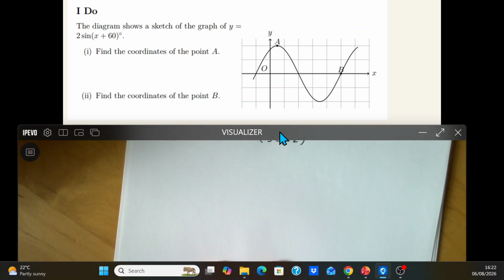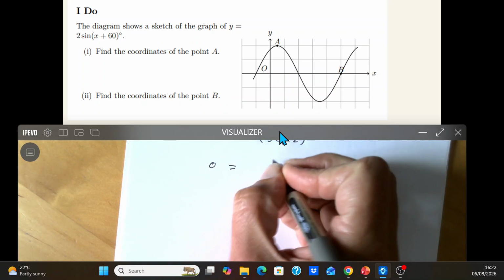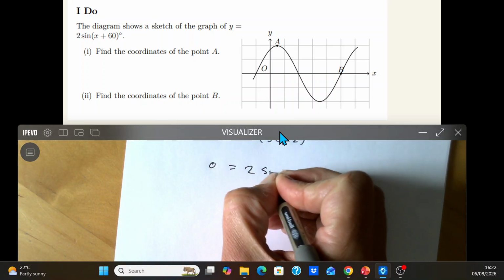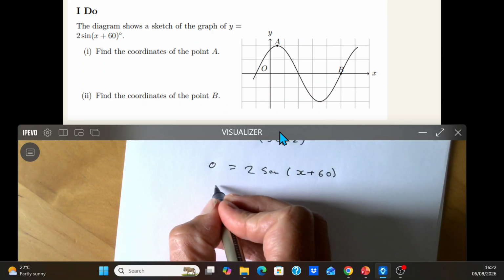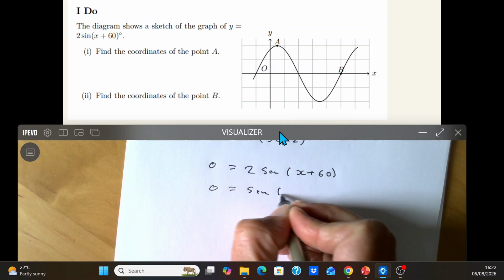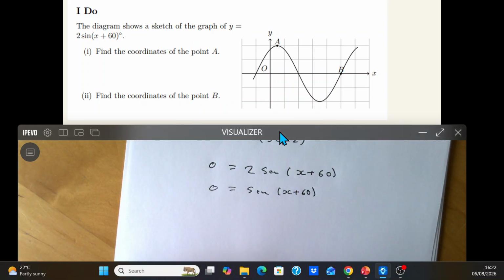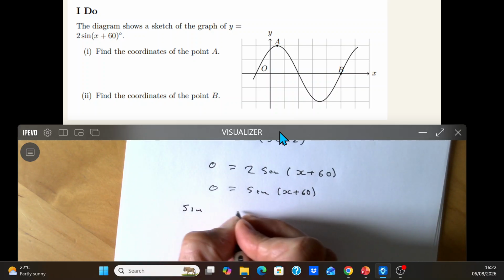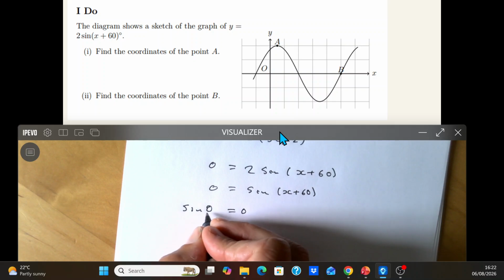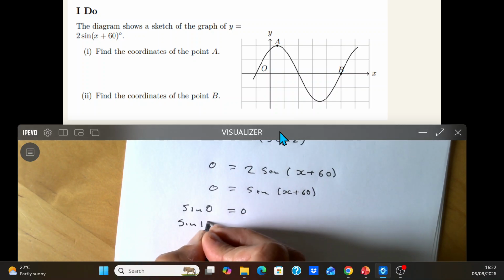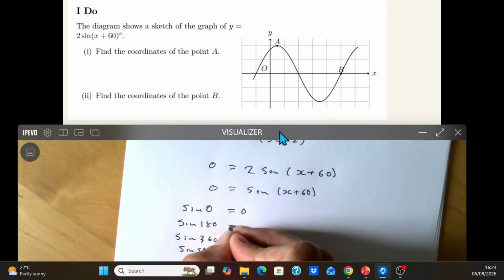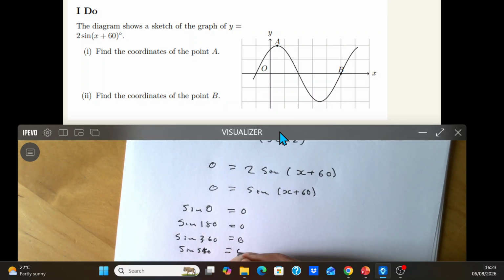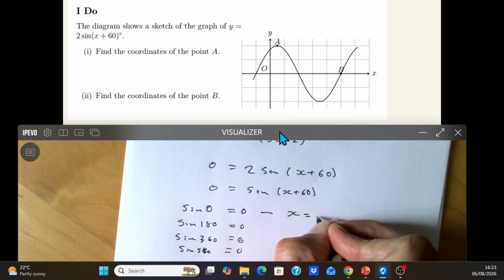Next bit, the coordinates of B. Well, that's when 0 equals 2 sine (x plus 60). You don't really need this line of working. I think it's a bit common sense, but it's useful to write down. Right, so when is sine equal to 0? Well, you've got sine 0 equal to 0. You know the shape of the curve: sine 360, sine 540. So that would mean x would be equal to minus 60.